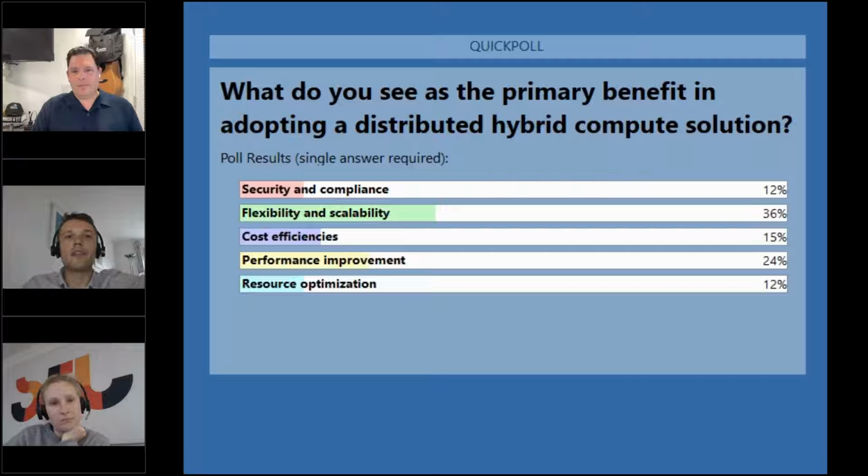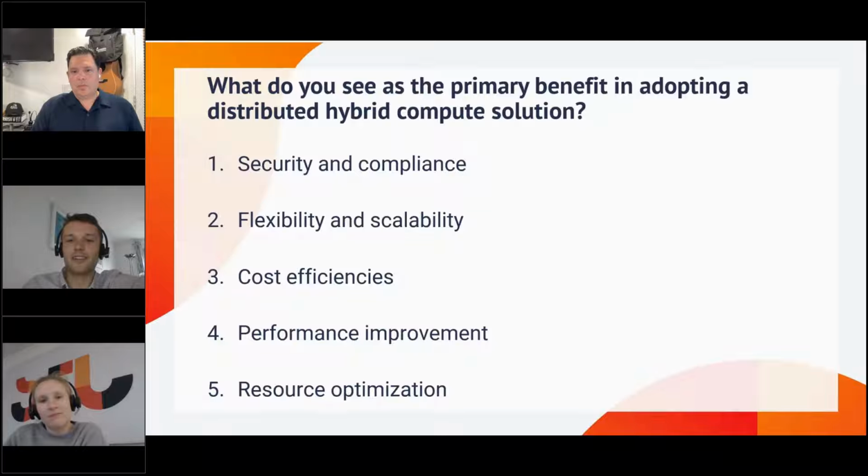I think in the poll that we did, flexibility and scalability was one of the top options in our enterprise survey, alongside security and compliance. So a slight switch here with performance improvement switching out for security and compliance. But flexibility and scalability was again seen both within our enterprise survey and then within our poll here. But yeah, I'll turn to Tilly or Adrian if either of you want to jump in first.